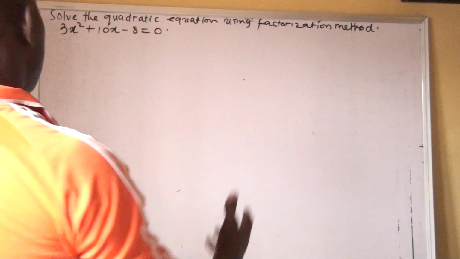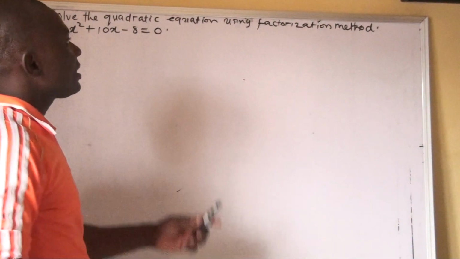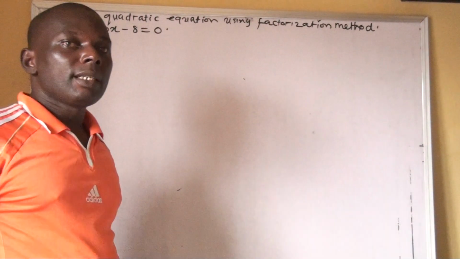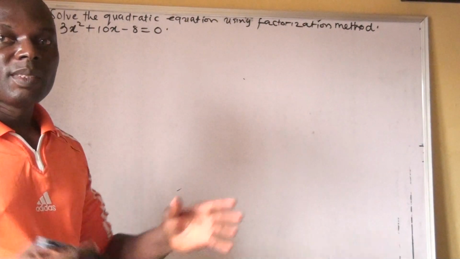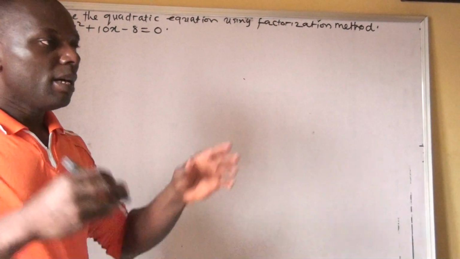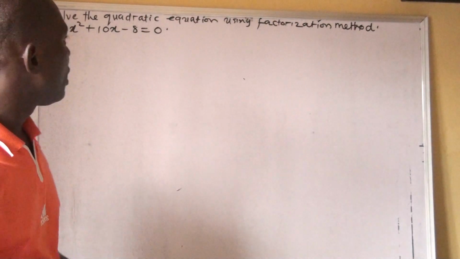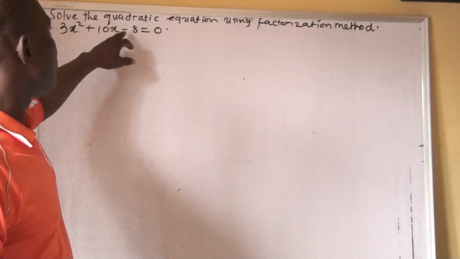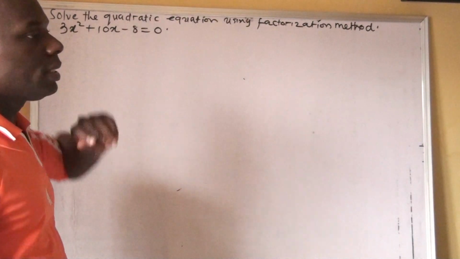Hello viewers, and in this class we are going to look at resolving quadratic equations using the factorization method. Before us we have a question here: 3x squared plus 10x minus 8 equals 0.